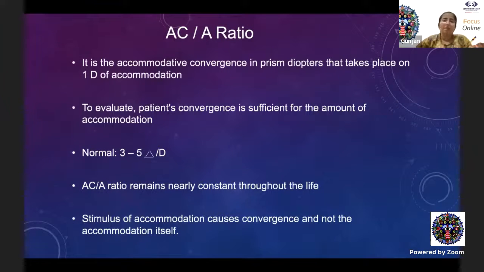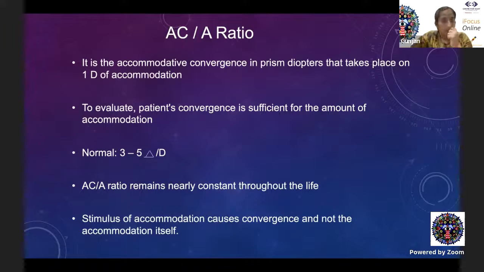Now, coming to the AC by A ratio. As we had discussed, there is an amount of convergence which takes place with each diopter of accommodation. So there is an AC by A ratio. That is the accommodative convergence in prism diopters which takes place with one diopter of accommodation. So with each diopter of accommodation, you are also doing some amount of accommodative convergence, and the ratio between the two is the AC by A ratio.